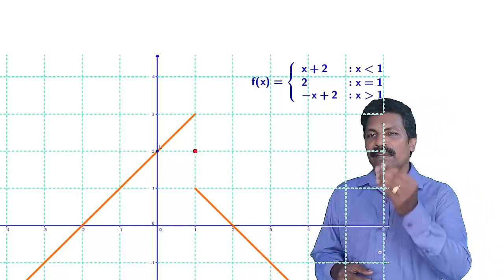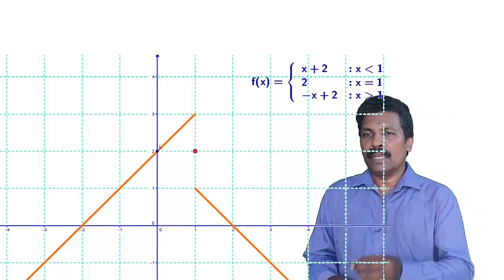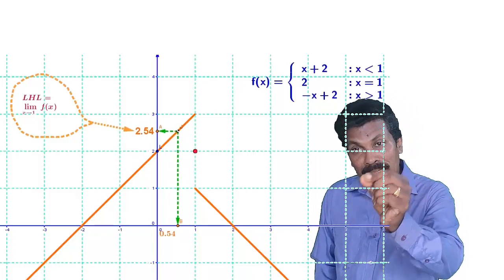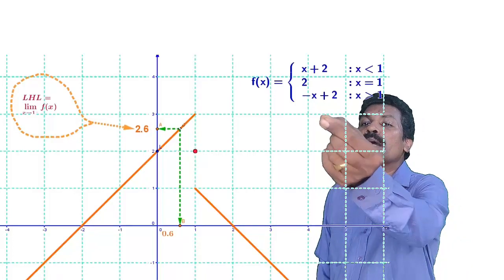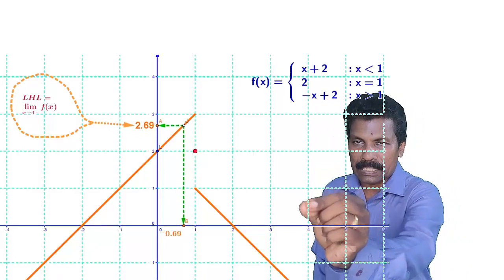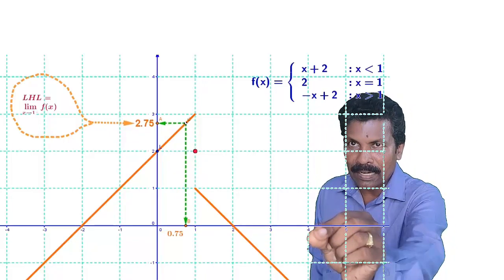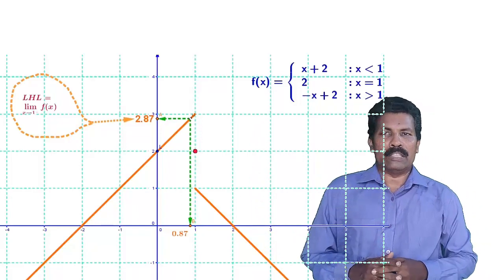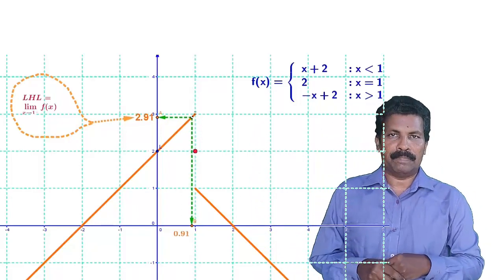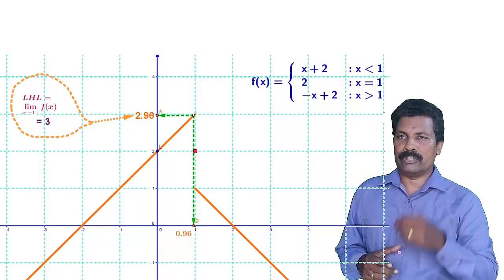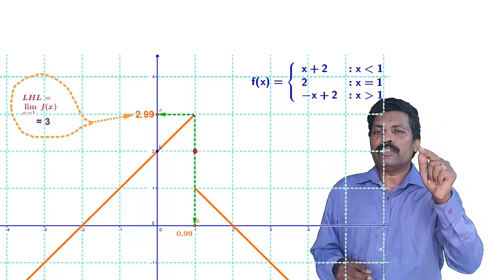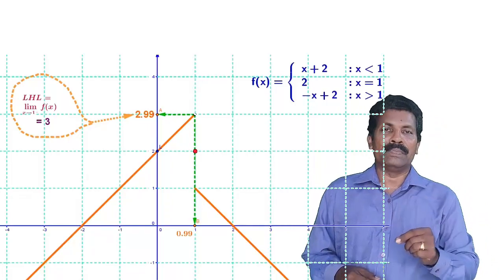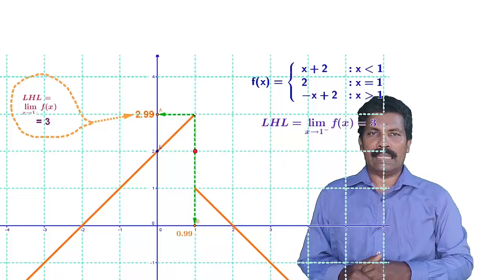We are going to find the left hand limit at x equal to 1. So when x is approaching 1, taking values slightly less than 1, what is happening to the y value? The y value is approaching 3. X is approaching 1 from the left hand side, then y is approaching 3. So this tending value is what is called the left hand limit here. That is, the left hand limit is equal to the limit of f of x as x tends to 1 minus, that is equal to 3. LHL is 3.